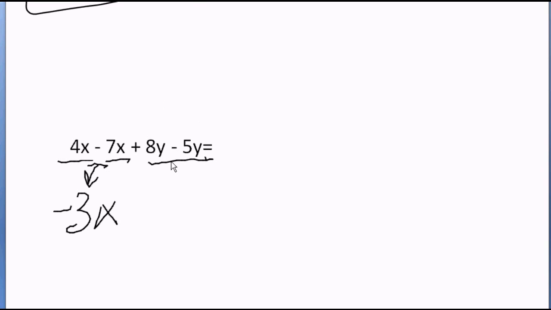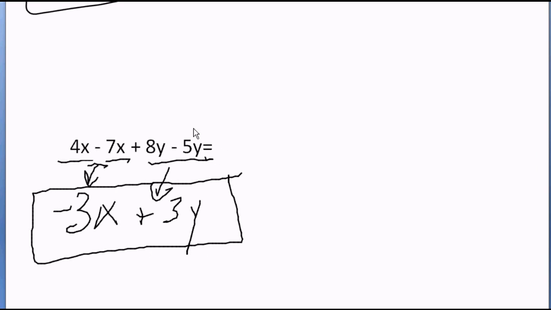After that, I've got 8 minus 5. 8 minus 5 is a plus 3. Plus 3y. So my answer for this problem is negative 3x and a plus 3y. Negative 3x plus 3y. That concludes the video.